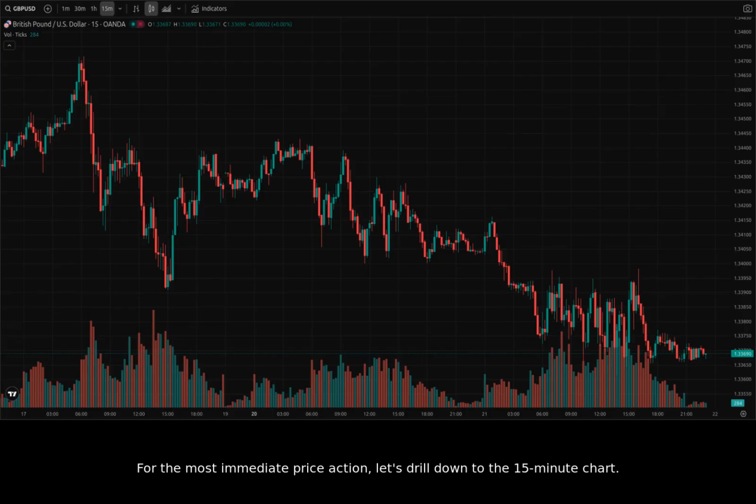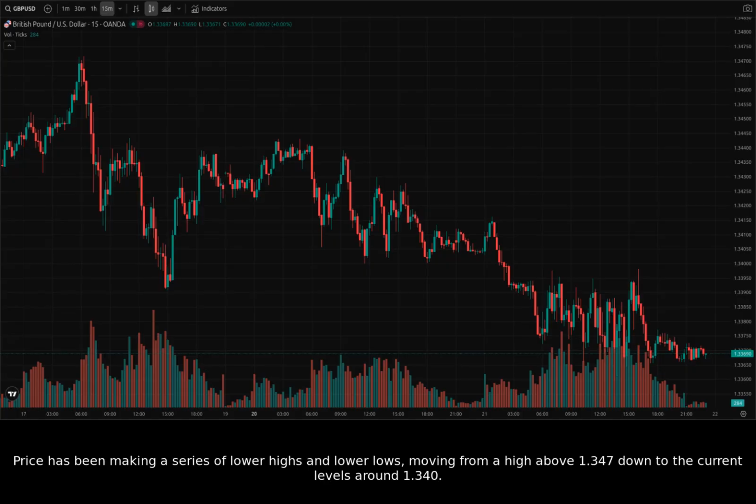For the most immediate price action, let's drill down to the 15-minute chart. This shows us what has been happening over the last several days, from October 16th until today. Here, we can see a clear short-term downtrend. Price has been making a series of lower highs and lower lows, moving from a high above 1.347 down to the current levels around 1.340.